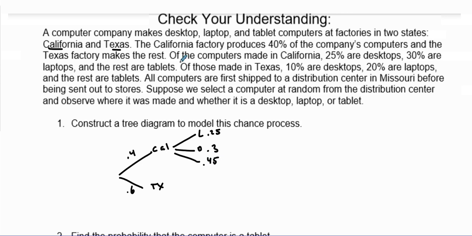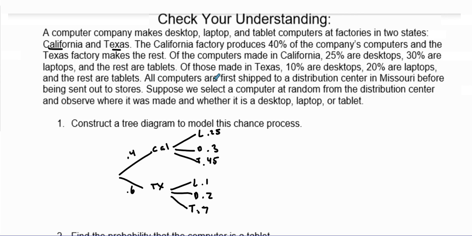Of those made in Texas, 10% are laptops. We know that desktops, D, right here is 20%. And I'll put T for tablet, and the rest are tablets right there. So we know that's going to equal 70%, 70% are tablets. Now, both of these have to add up to 100.